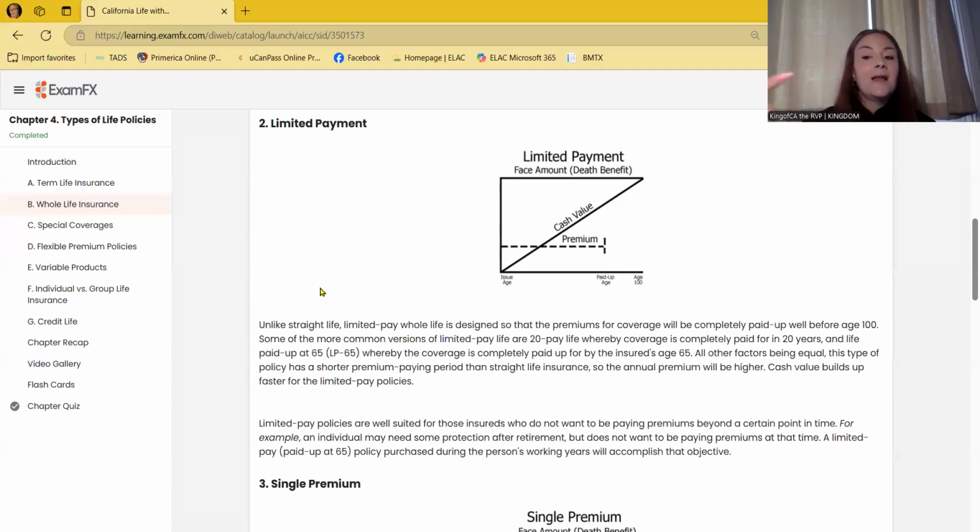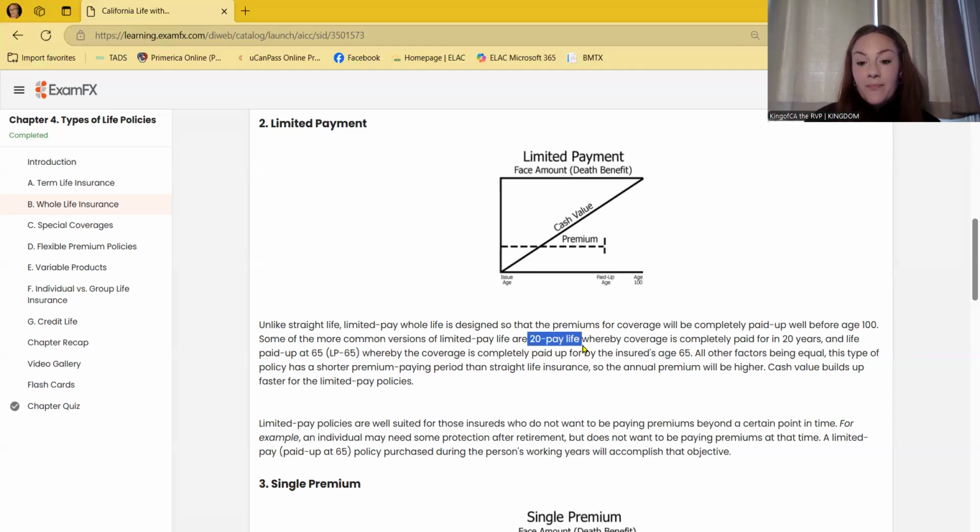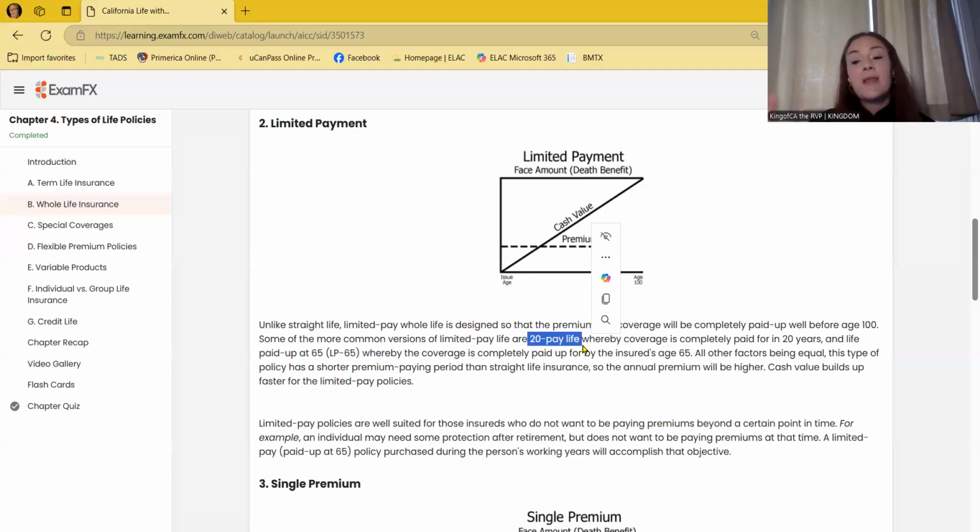But we need to remember that it's not a term policy. This is for whole life coverage. Unlike straight life, limited pay whole life is designed so that the premiums for coverage will be completely paid up before age 100. Because ideally, when we're 100, I don't want to be paying any bills. One of the more common versions of limited pay whole life is 20 pay life, whereby the coverage is completely paid in 20 years. So from the start, 20 years you will pay, and then the rest of your life you're covered. That would be very expensive, but that's an option.